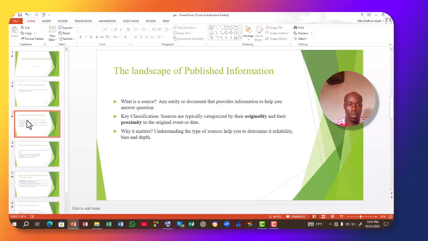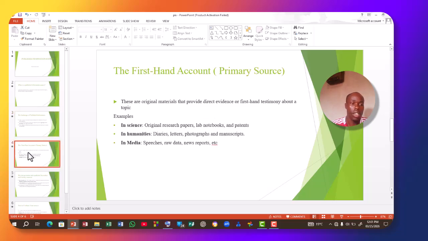That is the importance of this small book called published information, where the information is found. In my fourth slide, the first-hand account, the primary source of published information. These are original materials that provide direct evidence or first-hand testimony about the topic. For example, in science, an original research paper, lab notebook, and patents.